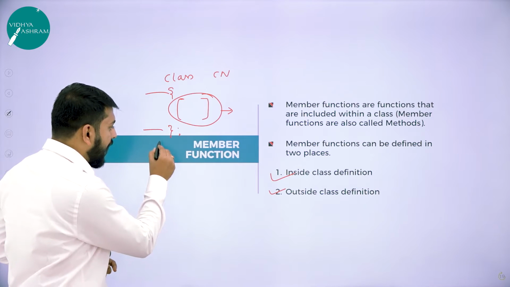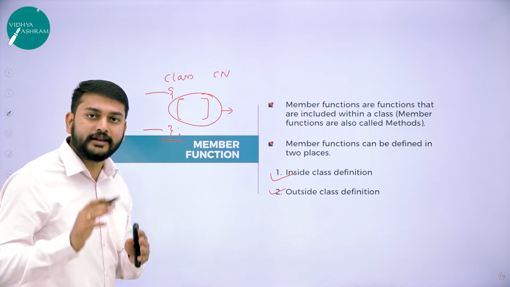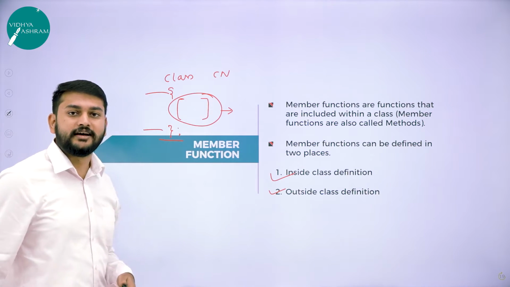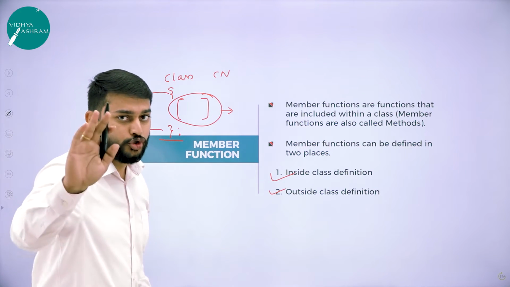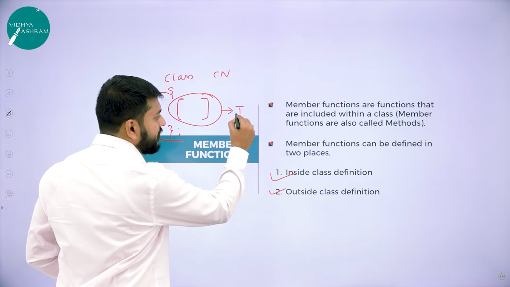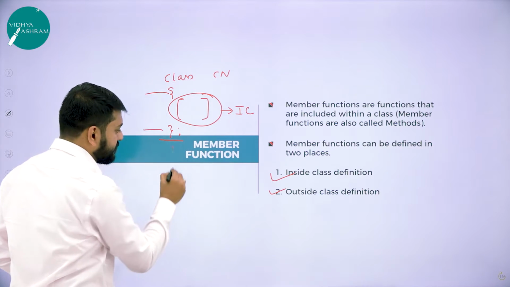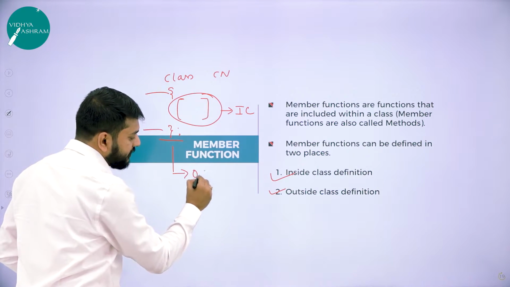Suppose if I write after this closing flower bracket and semicolon, that I will call as outside the class. So you got the idea. So this is what I will call as inside the class, and this is what I will call as outside the class.